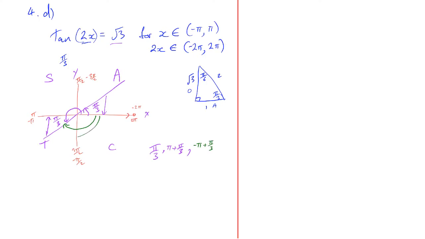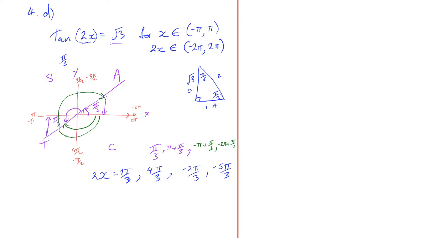And now to go all the way around is actually negative 2 pi plus pi on 3. So putting that all together, I have 2x equals pi on 3, 4 pi on 3, now this is negative 2 pi on 3, and this is negative 5 pi on 3.